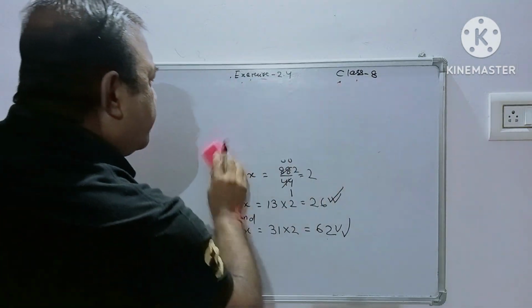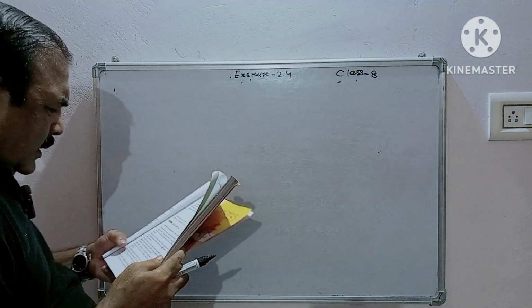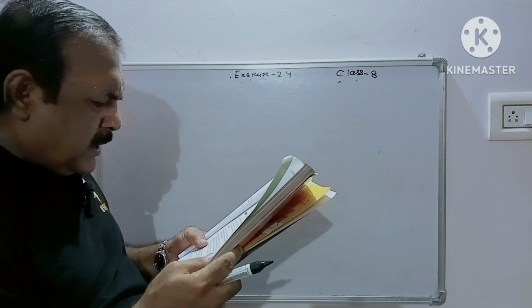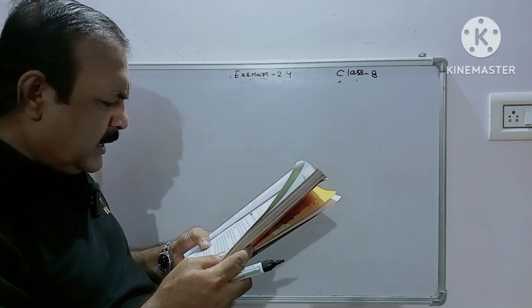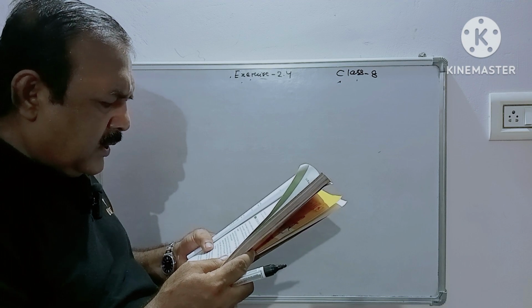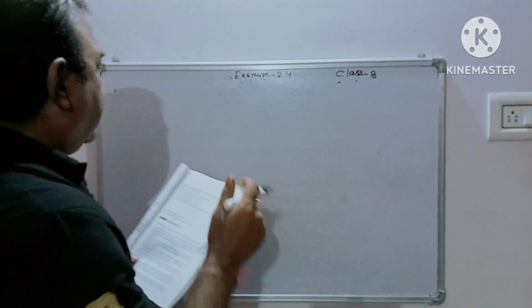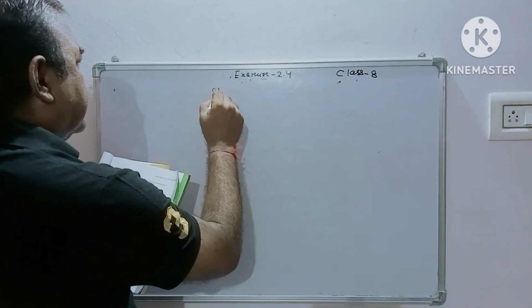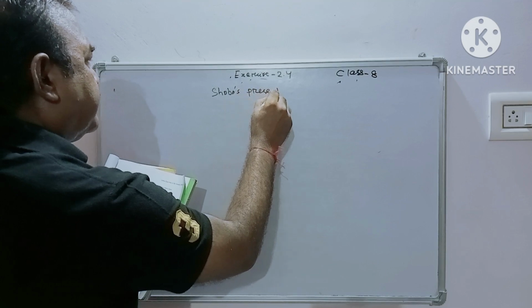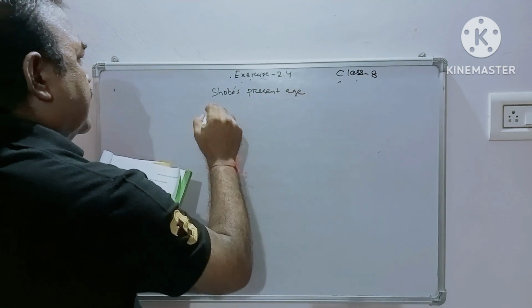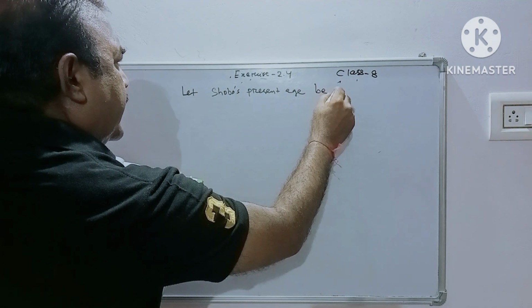Move to question number 5. Suppose mother's present age is 6 times Sobo's present age. Sobo's age 5 years from now will be 1/3 of his mother's present age. What are their present ages? Let Sobo's present age be x years.